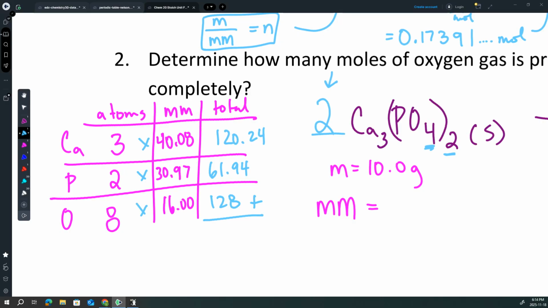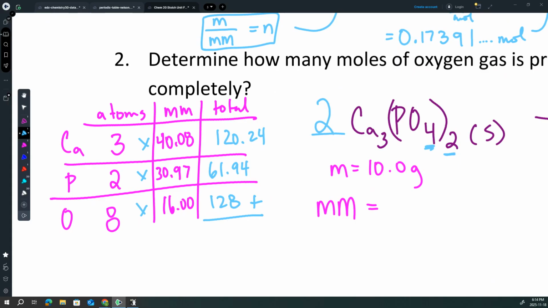You only worry about the coefficient for the mole ratio. You do not worry about the coefficient when you are calculating molar mass. The reason is that the units for molar mass are grams per 1 mole, not grams per 2 moles, just 1. So that's why you do not worry about the coefficient when you are calculating the molar mass for any substance. Okay. So for oxygen, like I said, we have 8 times the molar mass of an oxygen atom, which is 16, which is going to give us 128.